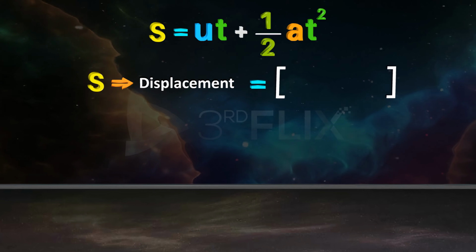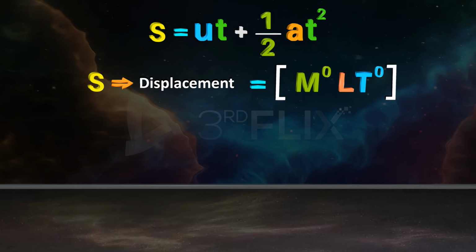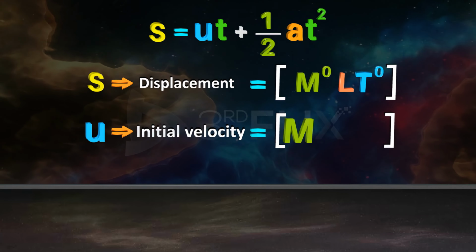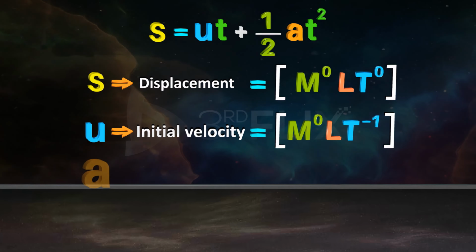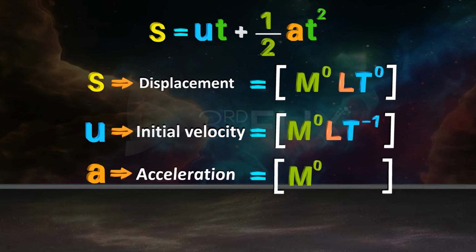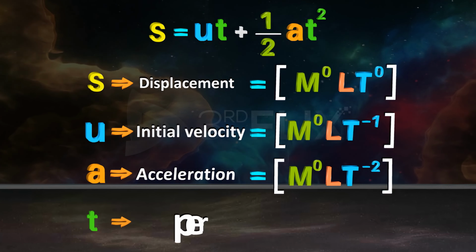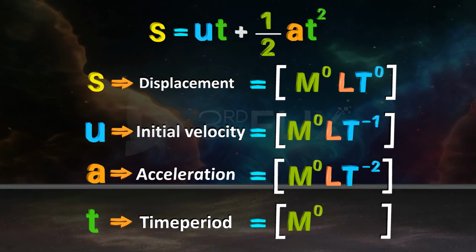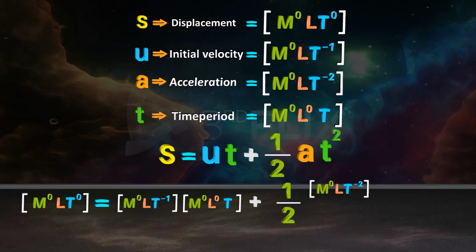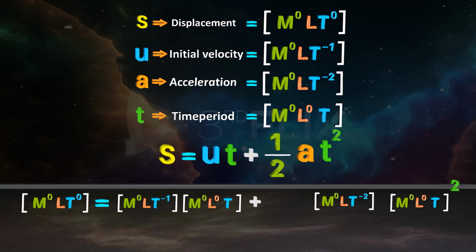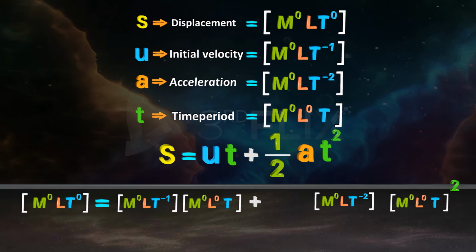Displacement has dimensional formula M power 0 L T power 0. u has M power 0 L T power minus 1. a has M power 0 L T power minus 2. t has dimension M power 0 L power 0 T. We will neglect dimensionless constants or numbers in the equation while writing its corresponding dimensional equation.